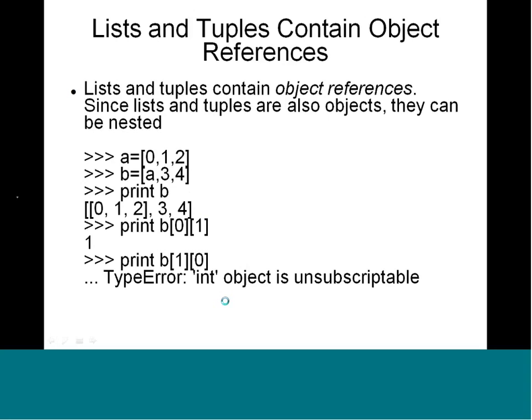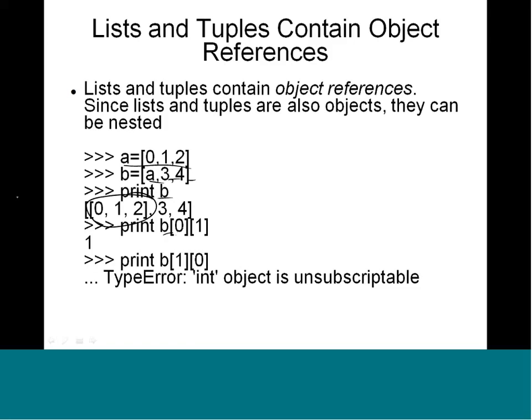Both lists and tuples contain object references. So the list and tuples are also objects. They can be nested. So you can actually describe a tuple within a list, and a list within a tuple, and tuple within a tuple, and list within a list. So here we can say basically, A equal to 0, 1, 2, B is A, 3, 4, and when we print A, a nested list is getting printed.